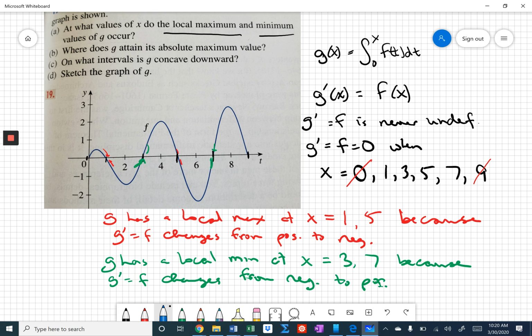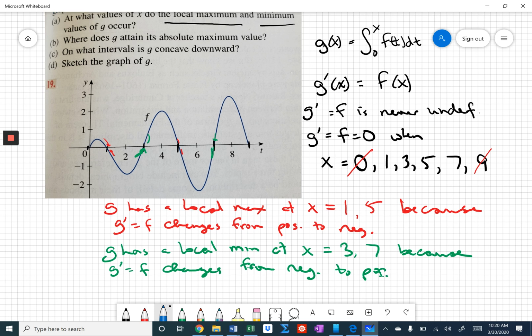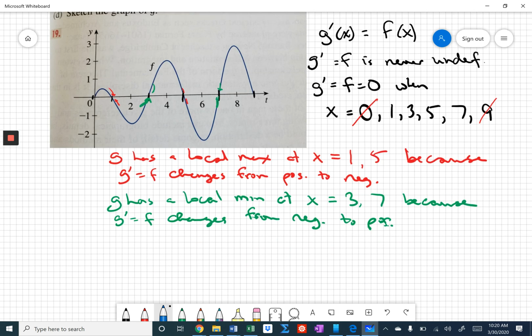You could have an absolute minimum, but I'm not looking for that. I'm only looking for the absolute maximum. And so I only need to plug in 1 and 5 to figure out what's going on. Now, I actually don't have a function, so it's going to be hard to figure that out precisely, but I'm going to use some ingenuity to figure this out.